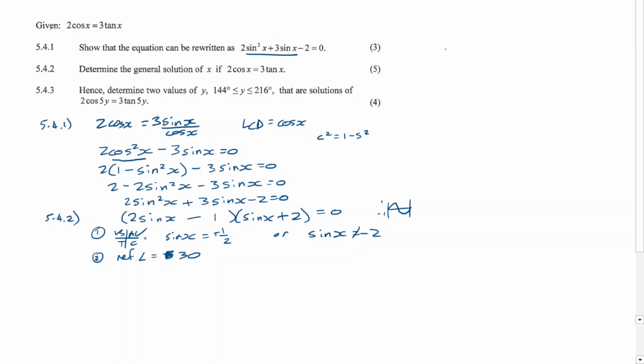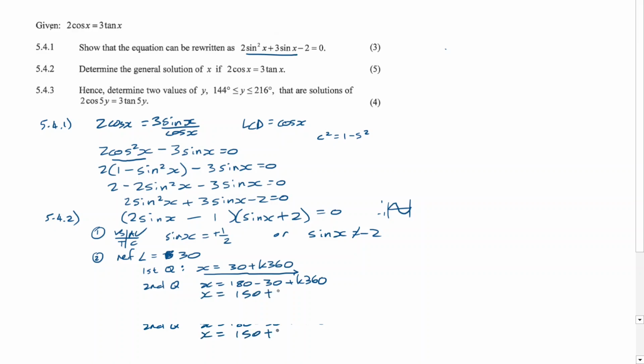And so what you'd have is, if I want to get in the first quadrant, the first quadrant will just be x equals 30 plus k 360. And that's the end of it. And to get into the second quadrant, over here, it would just be x is 180 minus the reference angle plus k 360, and that will give you an answer of 150 plus k 360.